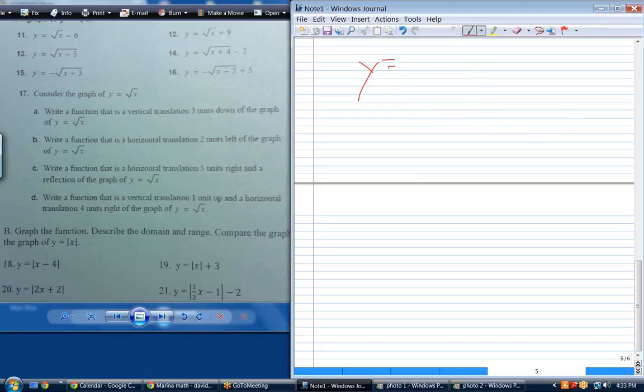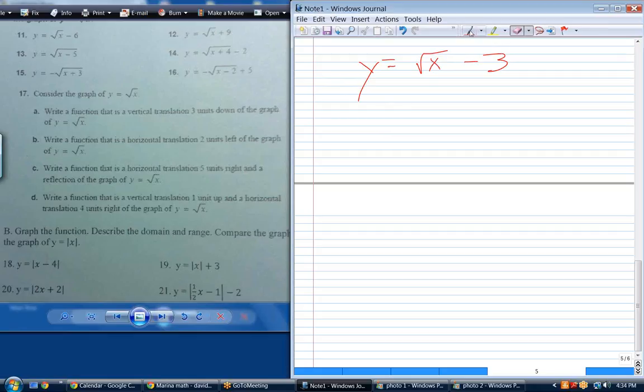Wait, what do you mean? Well, this is the reverse of what we've been doing. In these, they give you the function, and we have to figure out what the translation is. Here, they're giving you the translation, and we have to figure out what the function is. So A would be the square root of x plus 3? Minus 3. Remember, this part of it, if it's minus, it's down. If it's plus, it's up. The part that's inside the radical is kind of the opposite, if you think about it. Negative sign means it's to the right. Positive sign means it's to the left.